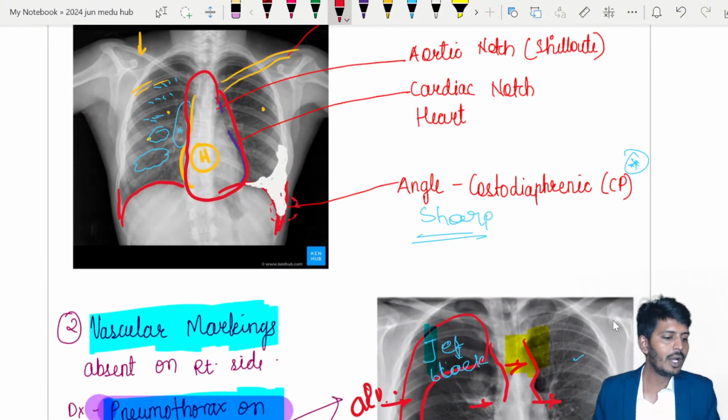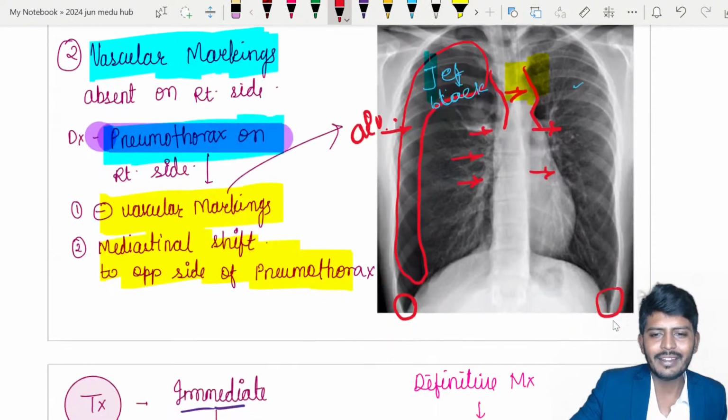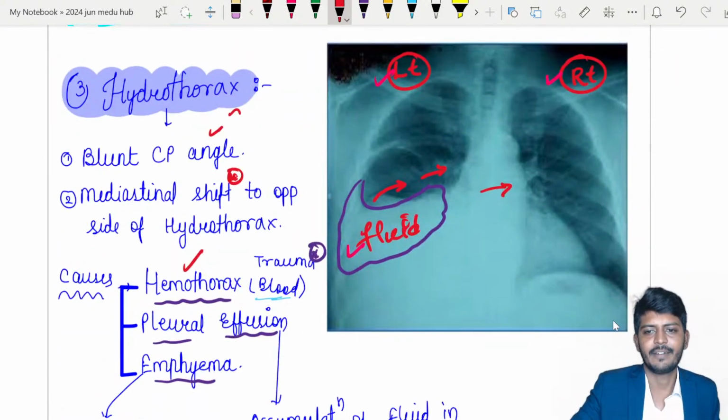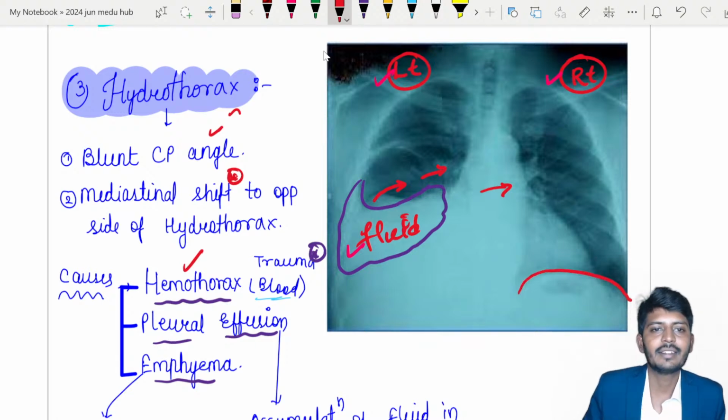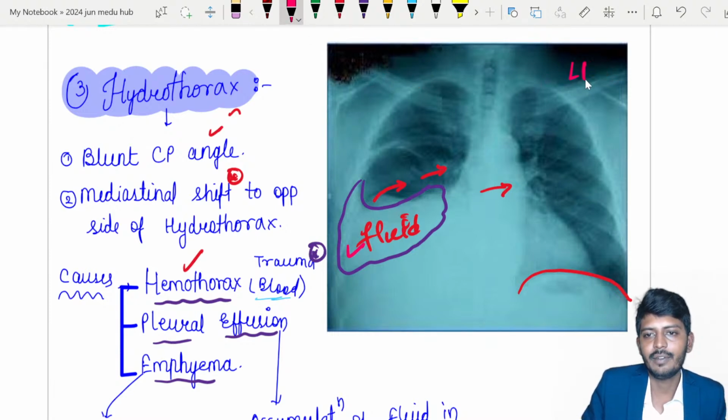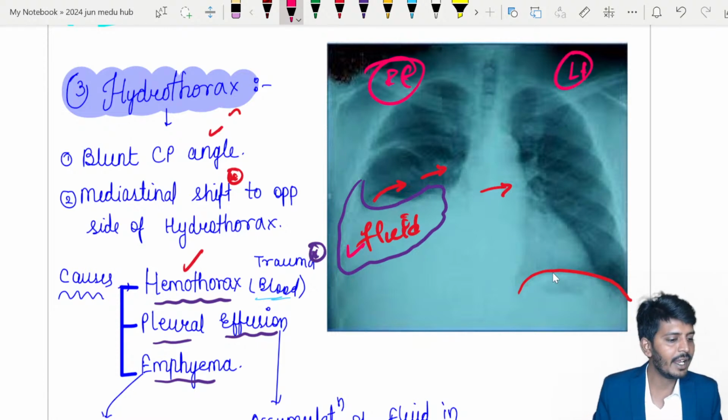So if you look at any chest X-ray, you know that the lungs end here. Lungs are sitting on a diaphragm, right? Now we need to look, my dear students, sorry, this is left. Okay. So lungs are sitting on a diaphragm.